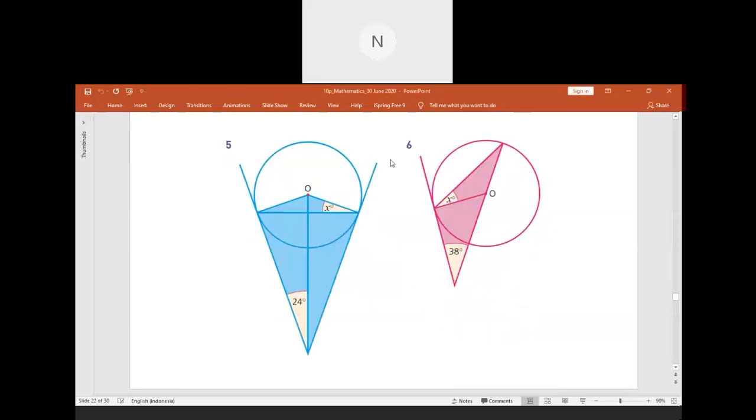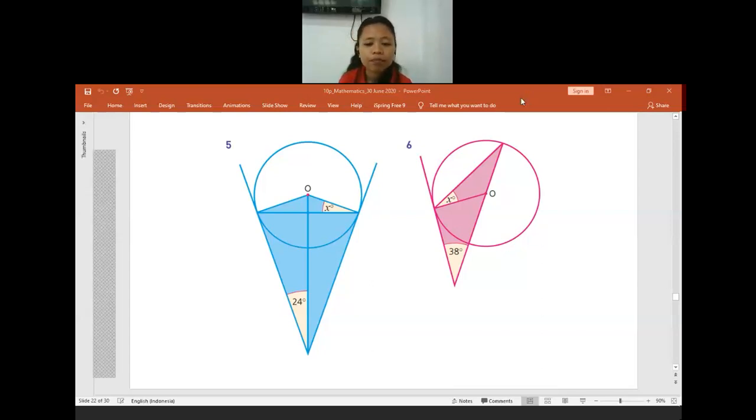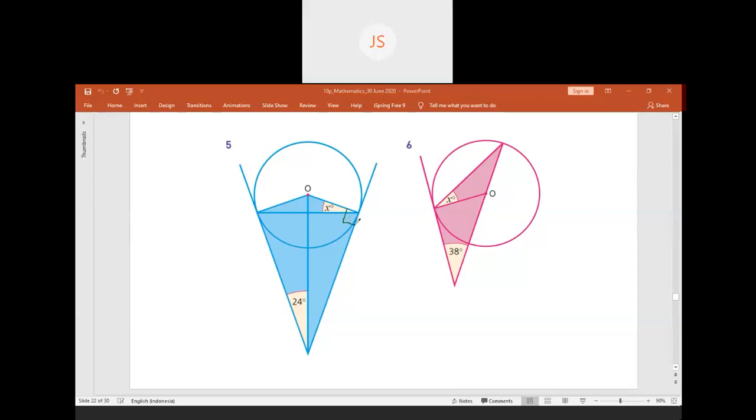For question 5, how many degrees is angle X? Anyone want to try to answer? 90. Are you sure? It's not 90. The angle from the radius to the tangent line is 90. This one is 90, from here to here is 90, but x is not 90. This and this are equal, right? So it means here will be 24. Agree? Or is there anyone who disagrees?